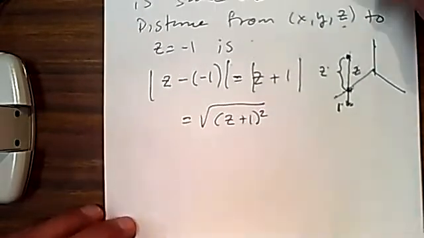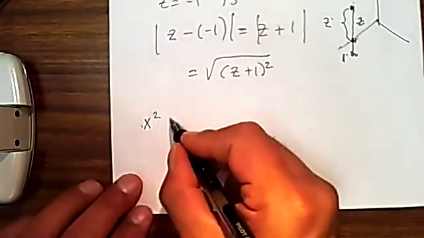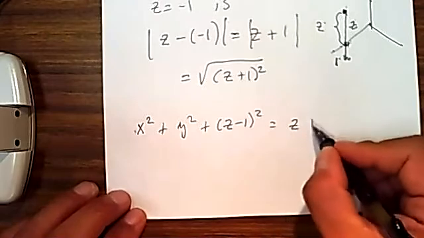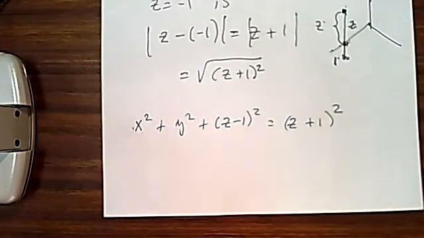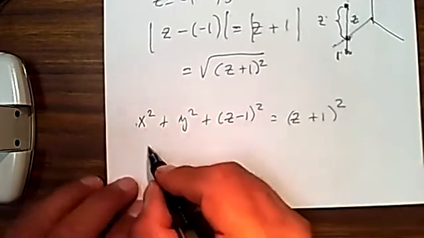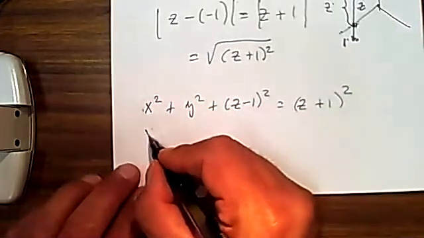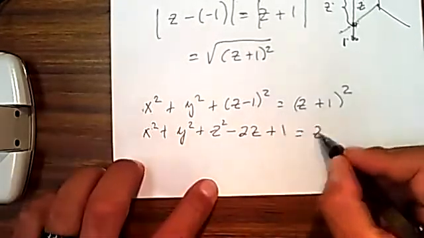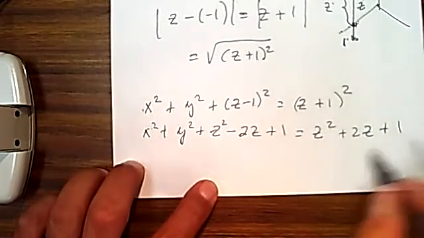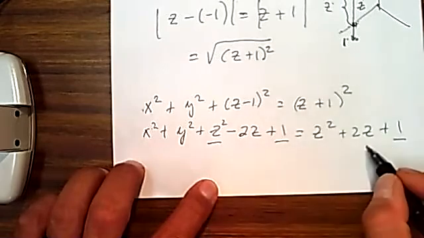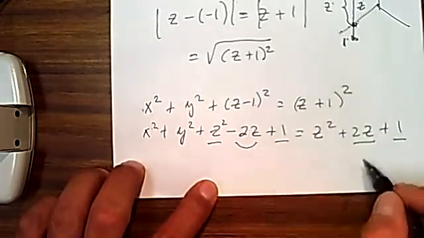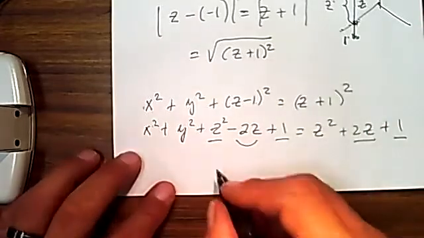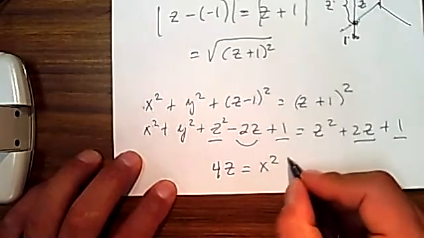All right, so those two distances have to be the same, which means that x squared plus y squared plus z minus 1 squared has to be the same thing as z plus 1 quantity squared. And let's simplify this. x squared plus y squared plus z squared, we FOIL this out, minus 2z plus 1 equals z squared plus 2z plus 1. And of course, we subtract 1 from both sides of the equation, we subtract z squared from both sides, and we add 2z on both sides. So we end up with the equation, and I'm going to switch the sides: 4z is going to be the same as x squared plus y squared.